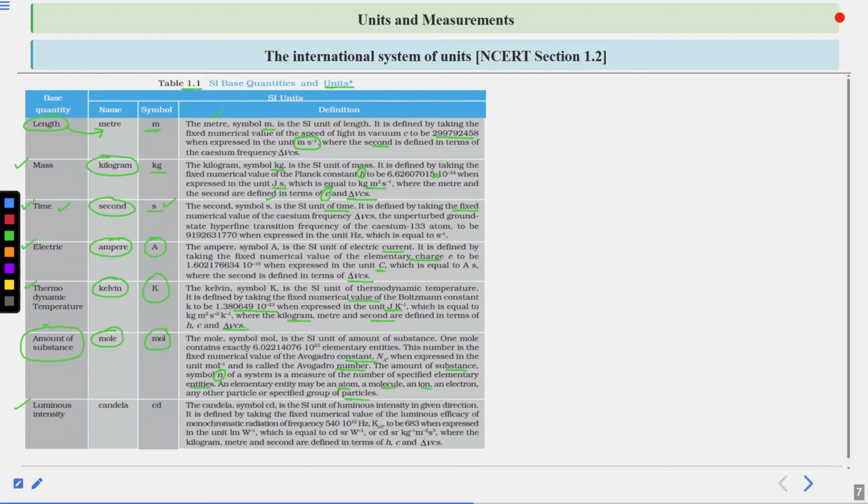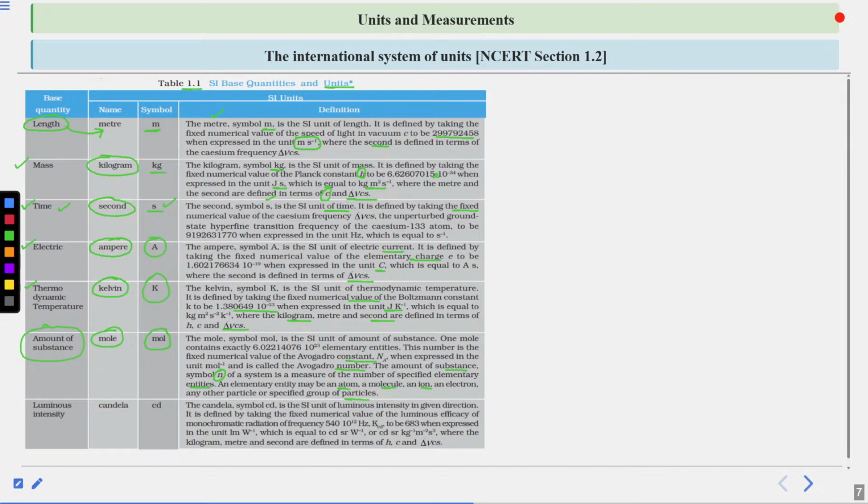And if we talk about the speed of light in vacuum, it will be 3 into 10 raised to the power 8 meter per second. So these are the base units, their name and symbols.